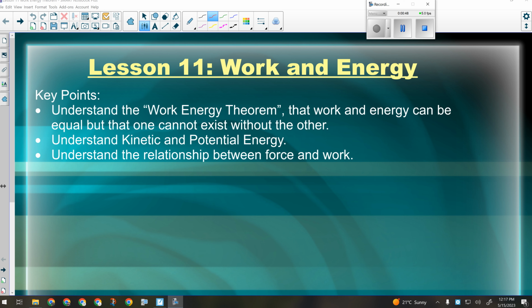All right, so we need to understand work energy theorem, that work and energy can be equal, but that one cannot exist without the other, and even more importantly, that work is a change in mechanical energy.